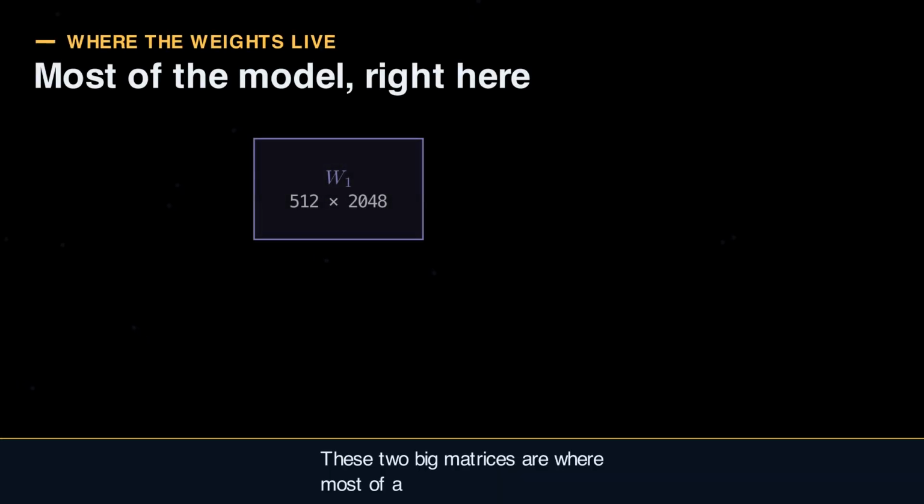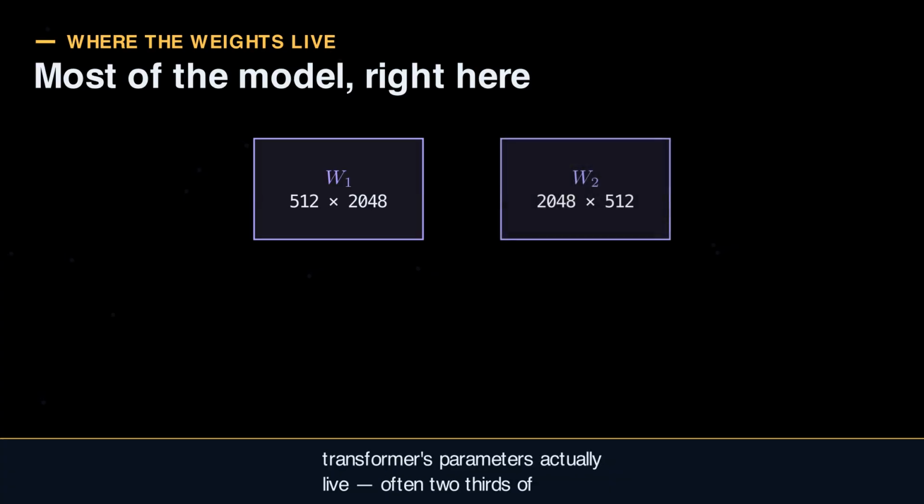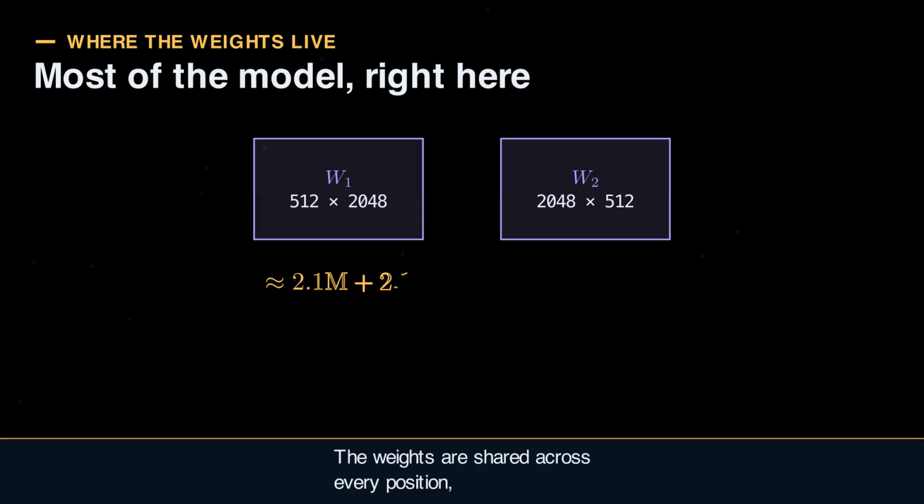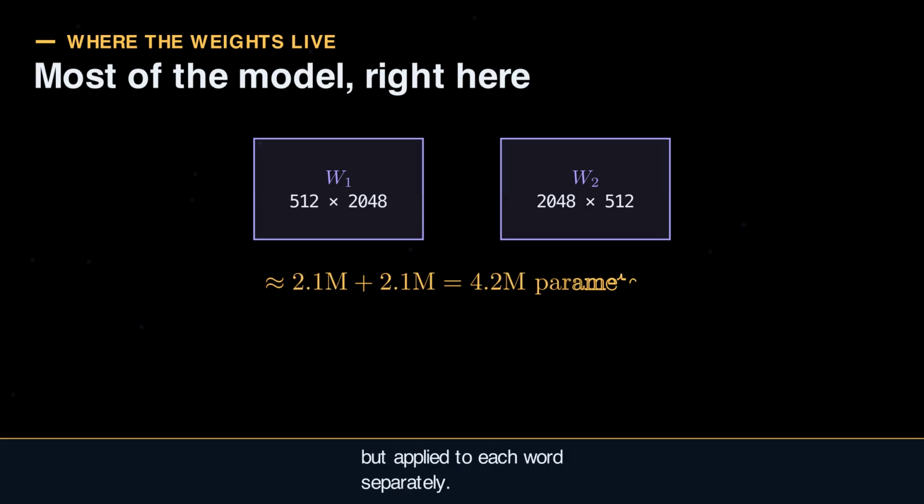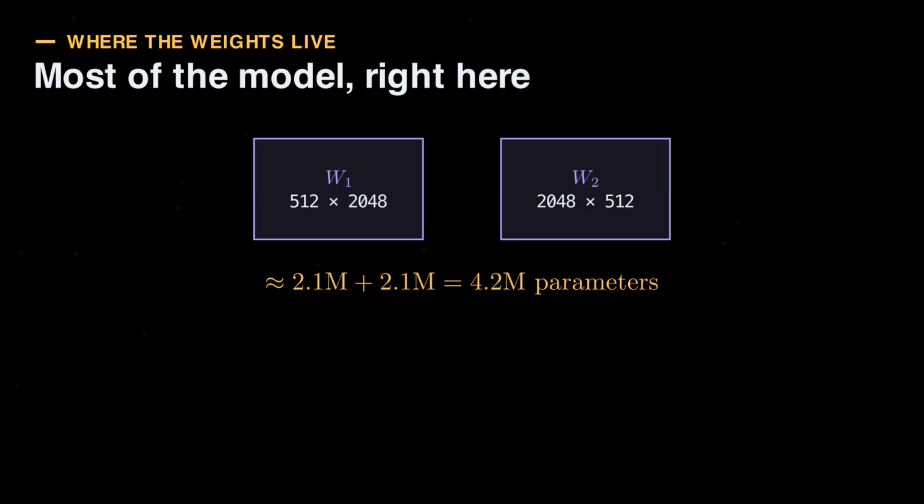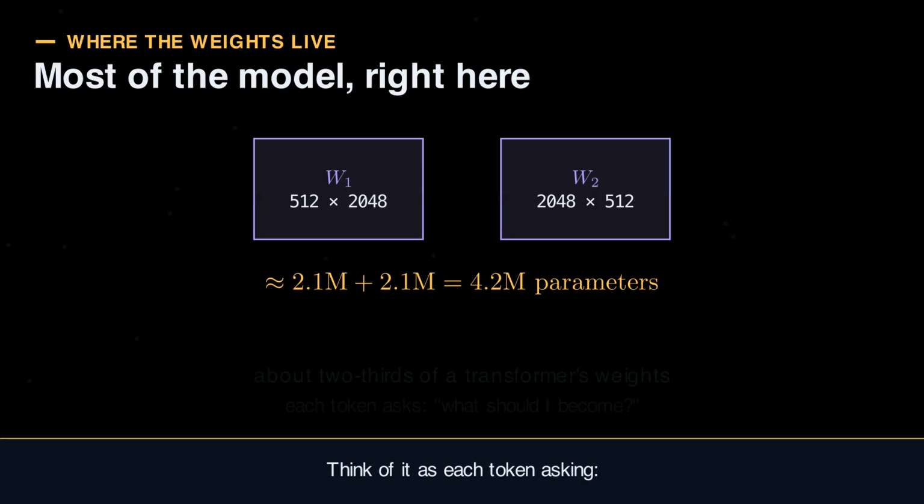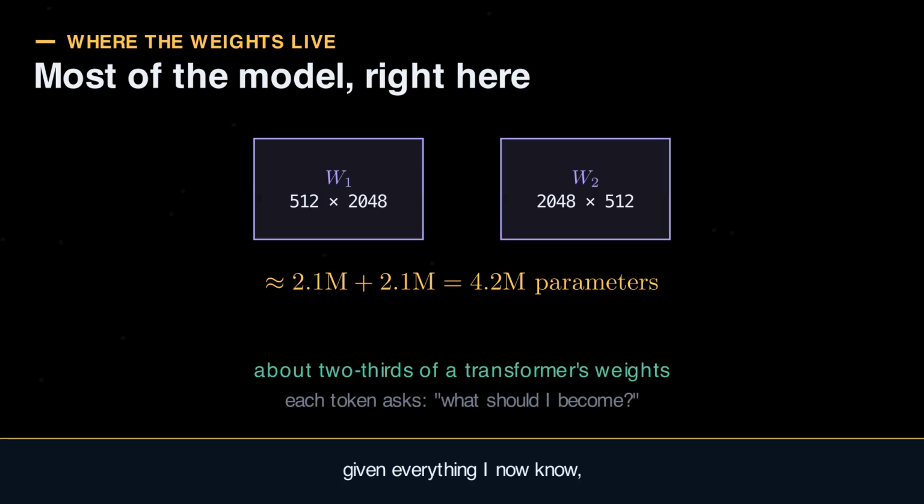One more thing worth knowing. These two big matrices are where most of a transformer's parameters actually live, often 2/3 of them. The weights are shared across every position, but applied to each word separately. Think of it as each token asking, given everything I now know, what should I become?